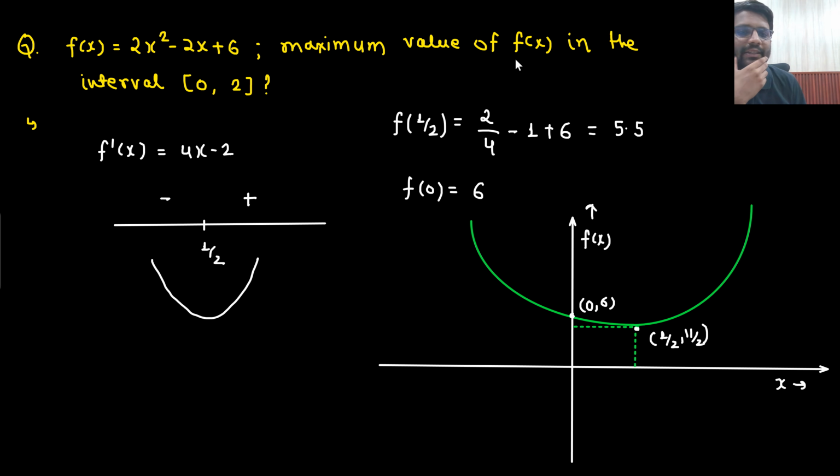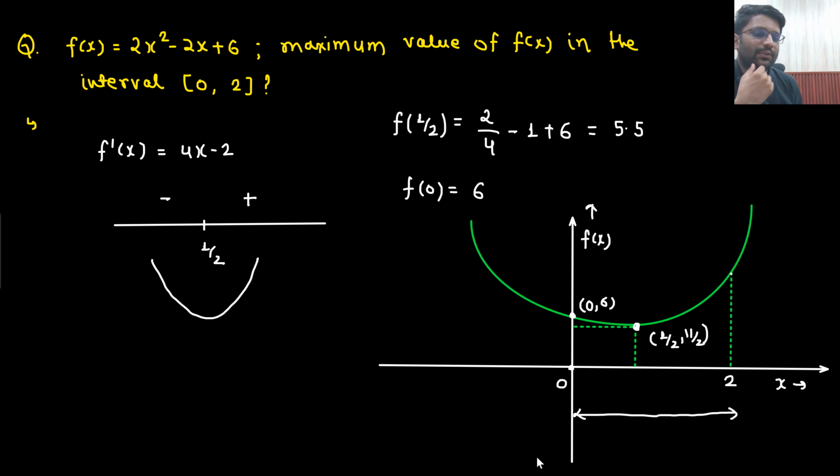What they are asking: find the maximum value of f(x) in the interval 0 to 2. So from 0 to 2, where will be 2? 2 will be somewhere here, no? What is the value of the function at x equals 2? Basically, in this range from 0 to 2, what is the maximum value of f(x)? Sir, I know the value here, the value is 6. I know the value here, it is 11 by 2.